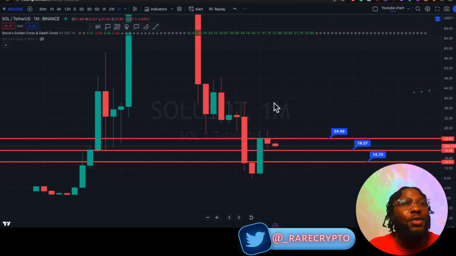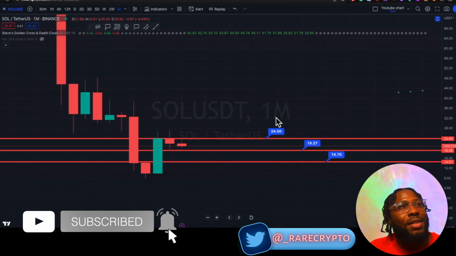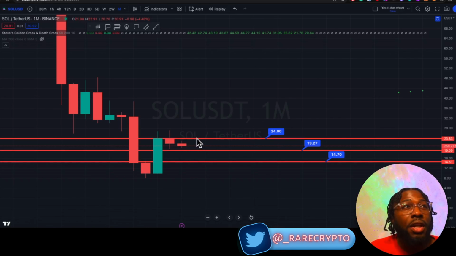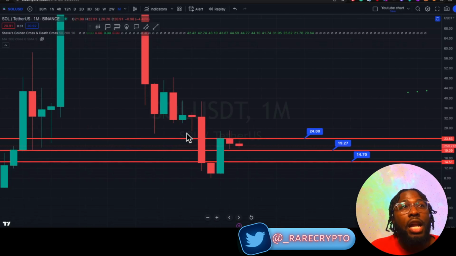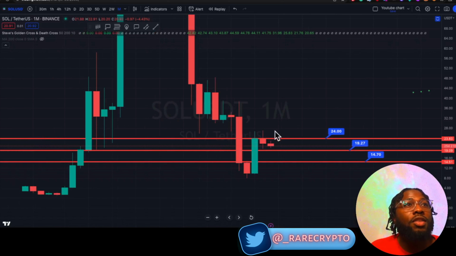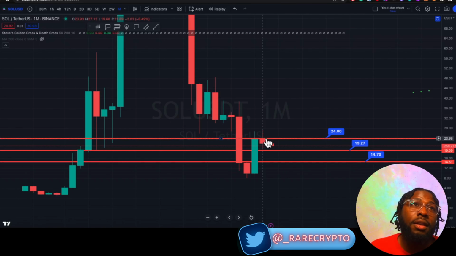Alright, so what we're looking at here is the monthly chart of Solana, the UST, and what can we see? We can see that in the month of March, our current resistance line is set at $24, and our support is at $19.27. And you may say, why is that our support and resistance levels? On the monthly chart, if we look left, that was the opening and closing candle in the previous month. Okay, you can see that.